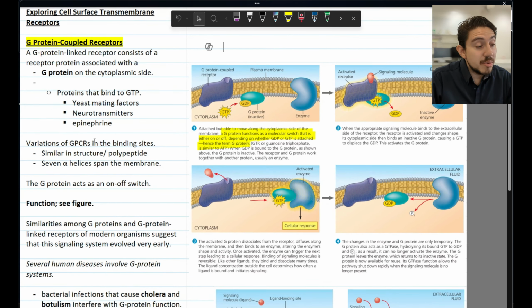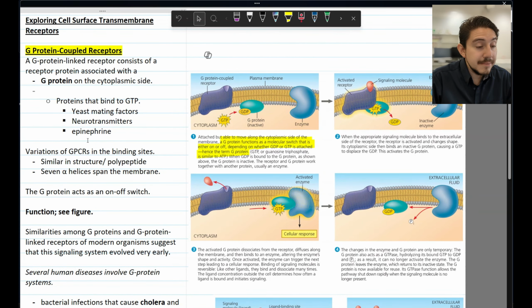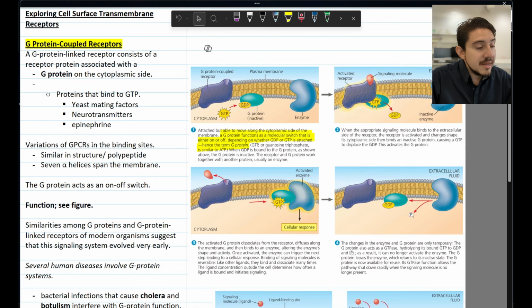These proteins that bind to GTP, some of these are involved with epinephrine, yeast mating factors, and neurotransmitters, and there are so many types of receptors that they can vary in their binding sites. They could be similar in structure, even polypeptide sequence.